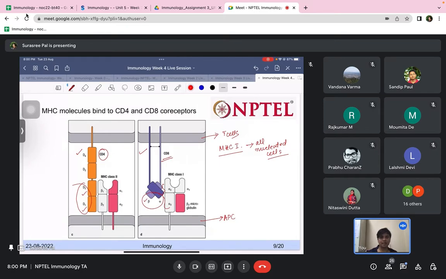Only the red blood cells, for example, which do not have a nucleus, right? The mature red blood cells do not have a nucleus. Only on the mature red blood cell this MHC class 1 molecule will not be present. But all the other nucleated cells can actually express this MHC molecule, and they can present this antigen by this MHC1 molecule. You understand? So that is why B cell also is one of our antigen presenting cells which can present its antigen by MHC class 1 molecule.